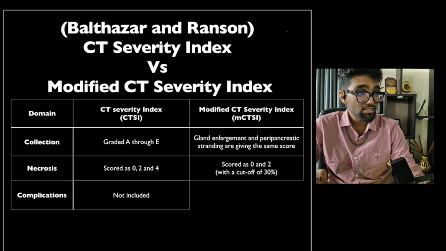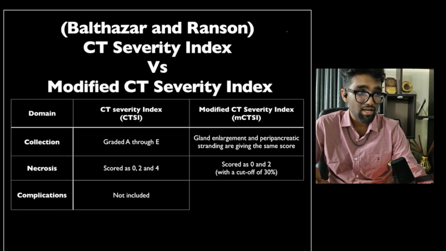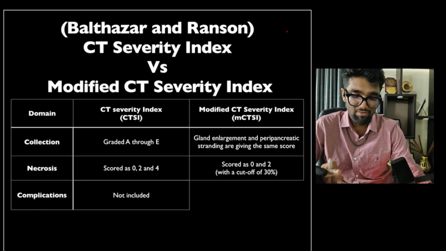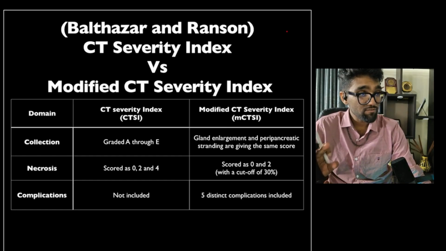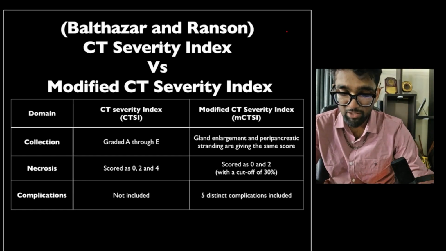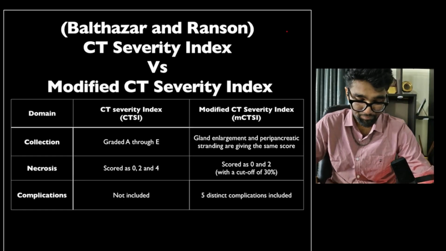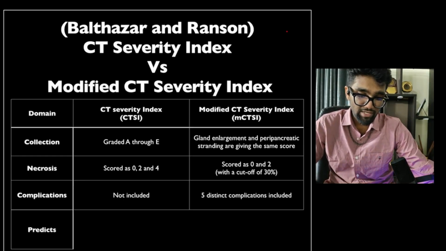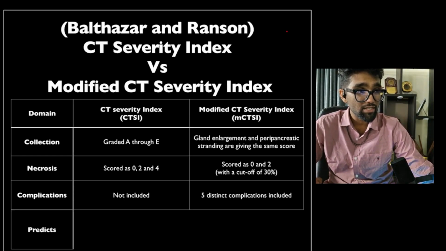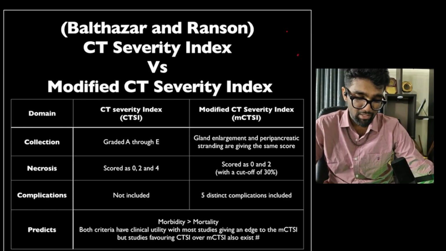Now, complications, as defined radiologically, were not included in the original CT severity index, whereas 5 distinct complications have been included in the modified CT severity index. Both of them predict morbidity much better than they predict mortality.